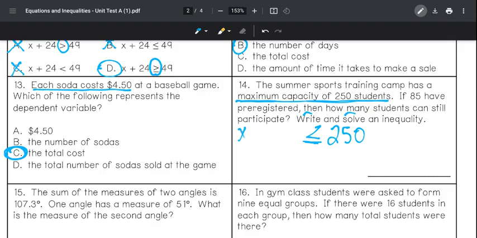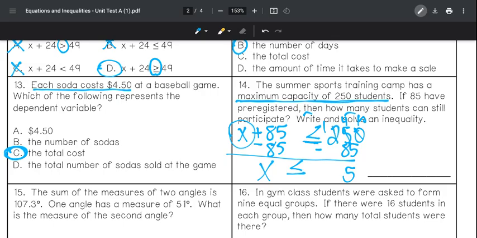So we are going to make X plus 85 to figure out how many spots we still have left available at the camp. Okay, so if I subtract 85 from both sides, I keep my variable X, I keep my symbol the same, and when I do 250 minus 85, I get 165. Your correct answer is we can still register 165 kids or less.